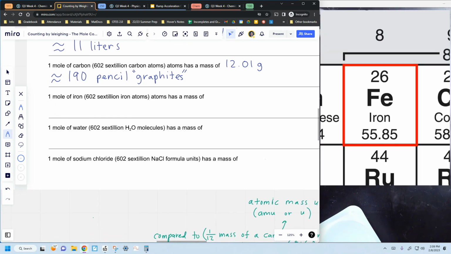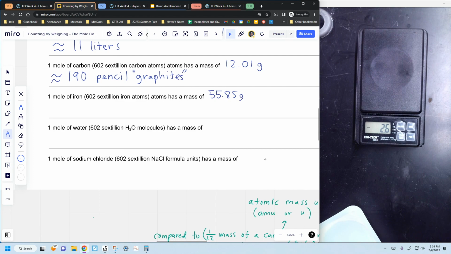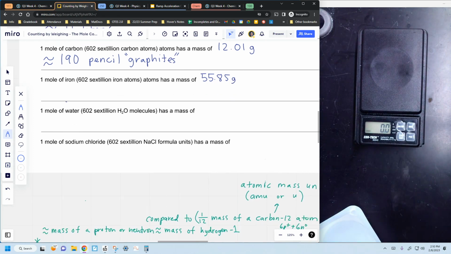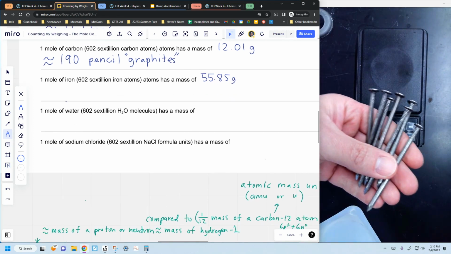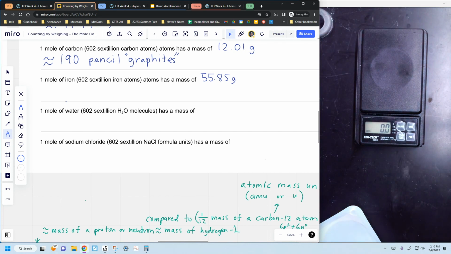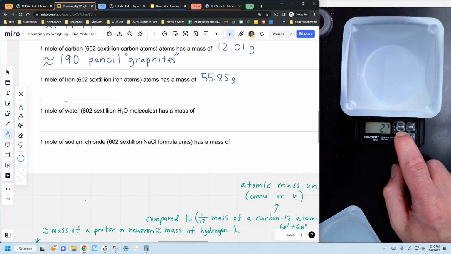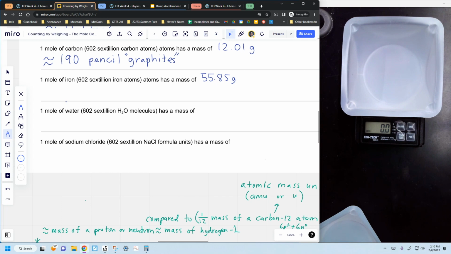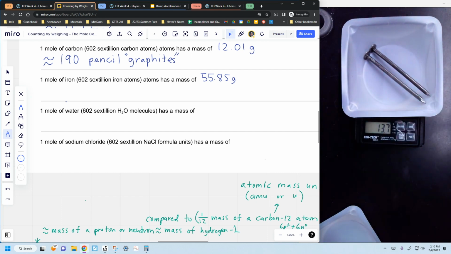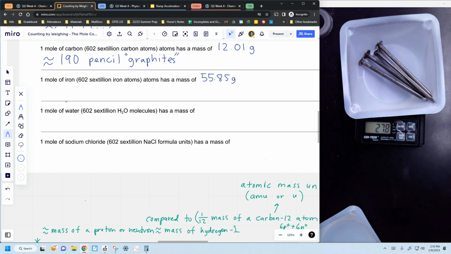Next, let us consider iron. Iron's molar mass is 55.85 grams per mole. Again, that means 602 sextillion iron atoms have a mass of 55.85 grams. For iron, I'm going to use these iron nails. If I want to count out a mole of iron atoms, I need to measure out 55.85 grams. Again, I zero my scale with a weighing dish and start adding nails. My goal is 55.85 grams.